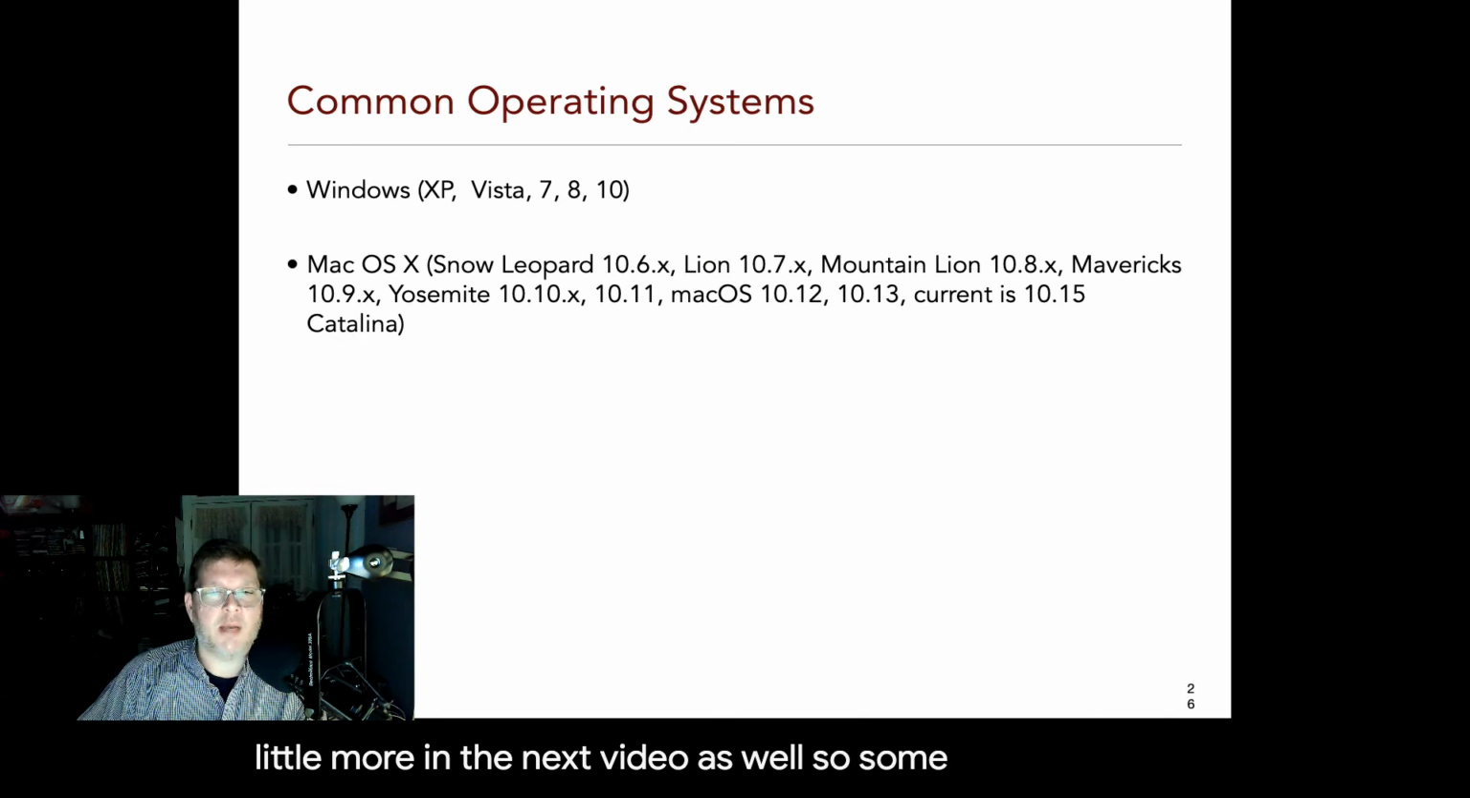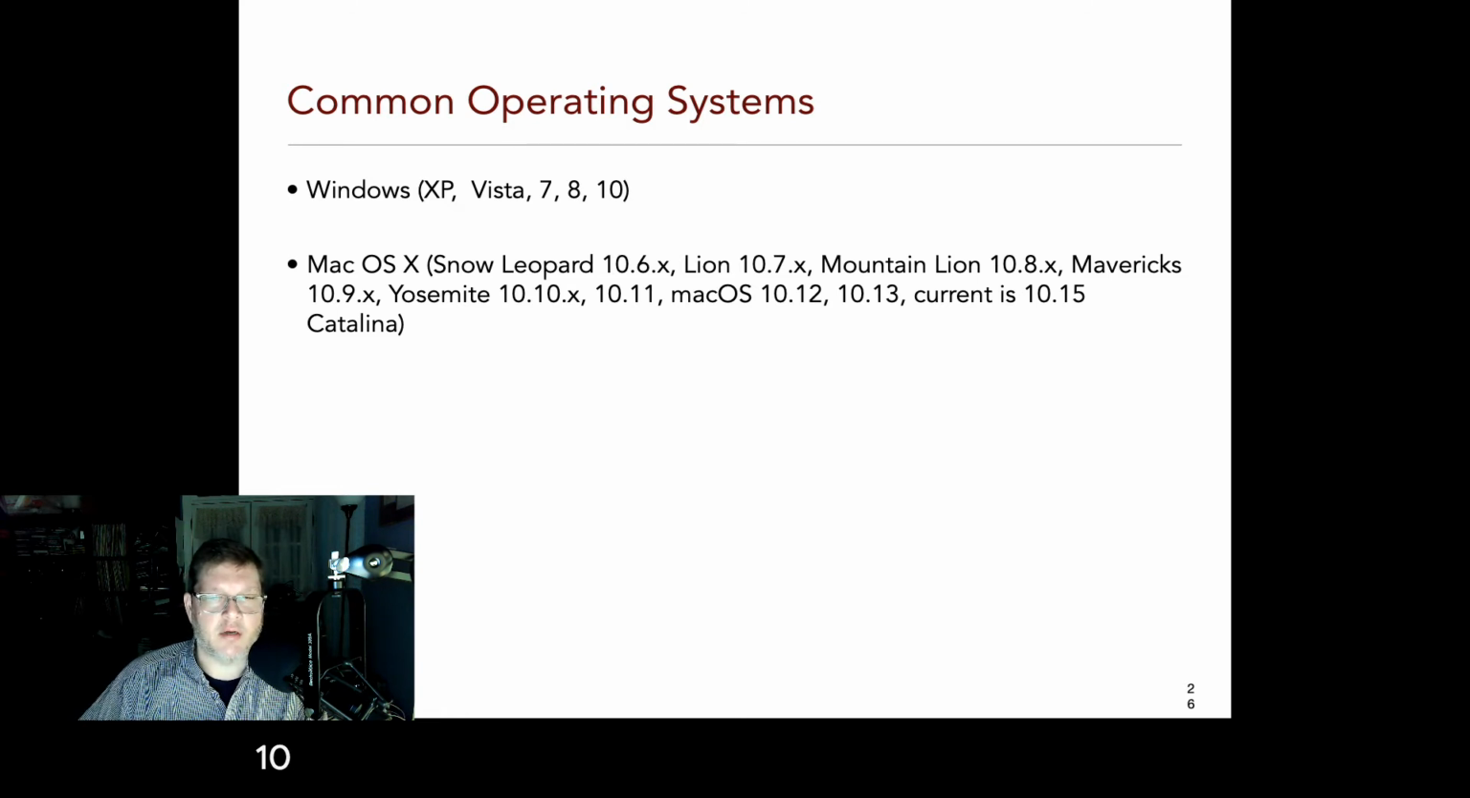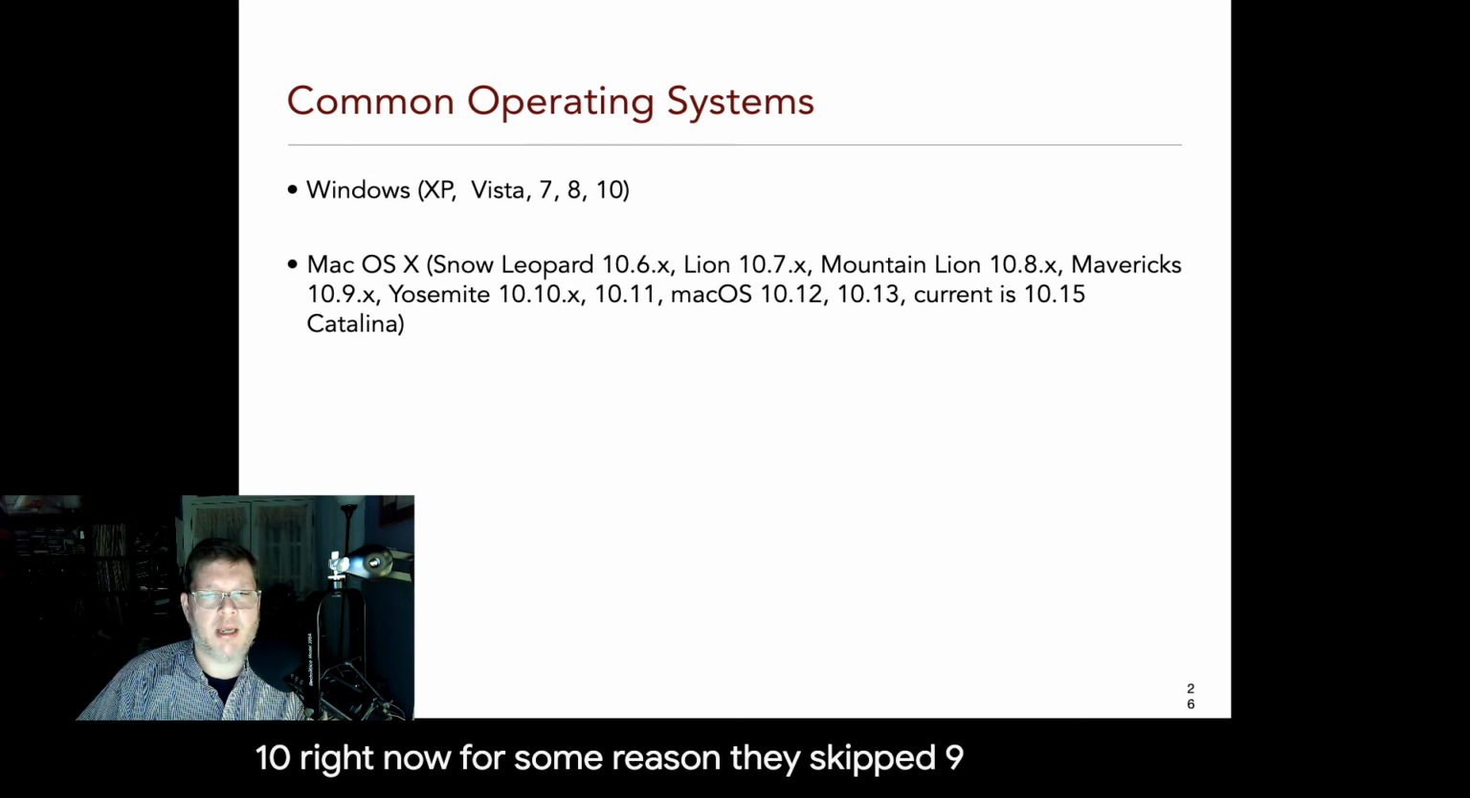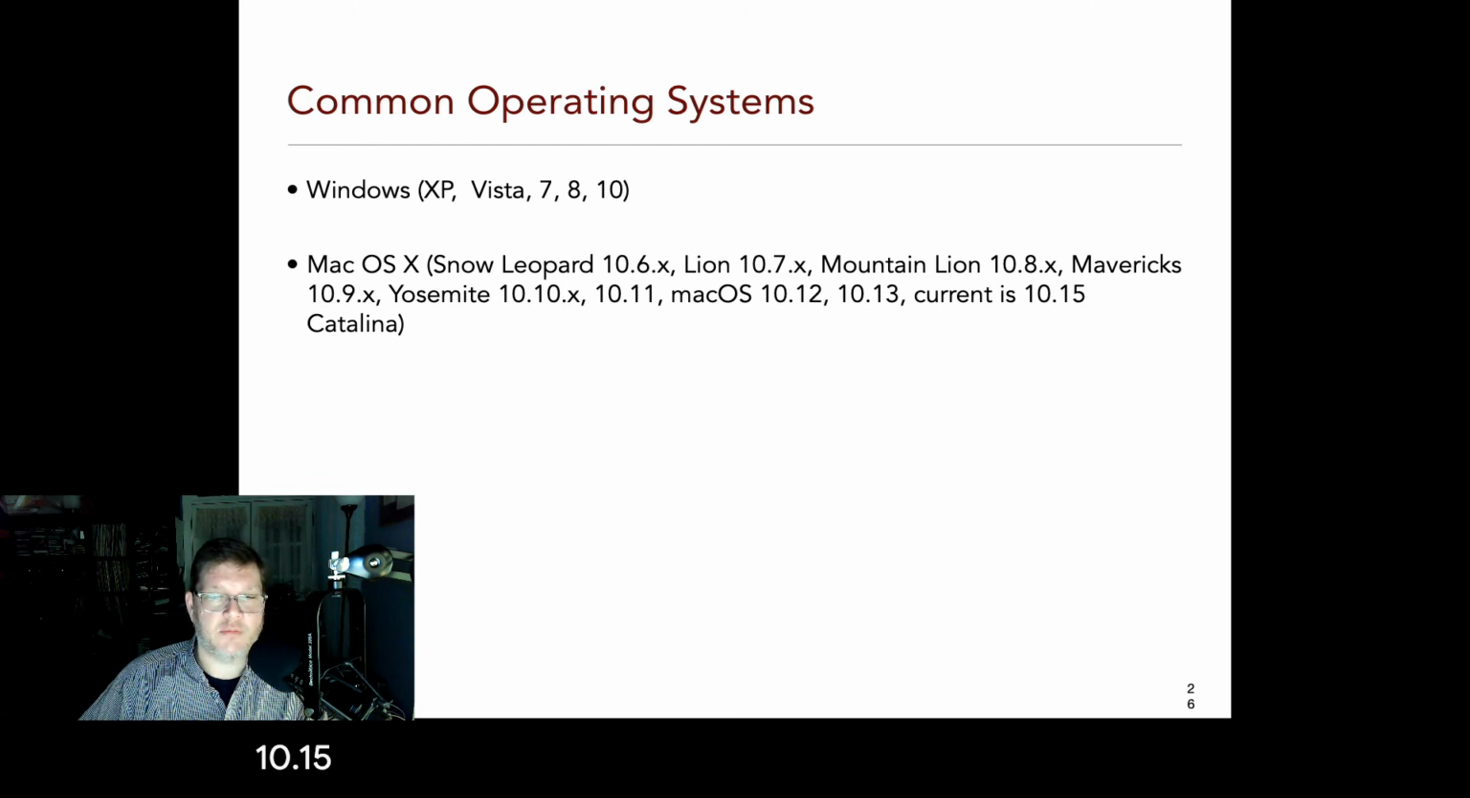So some common operating systems, if you're on Windows, Windows is up to 10 right now. For some reason, they skipped 9. Mac is in the 10 point something ranges. I believe the current one is 10.15, which they call Catalina. But 10.16 is probably coming out soon.